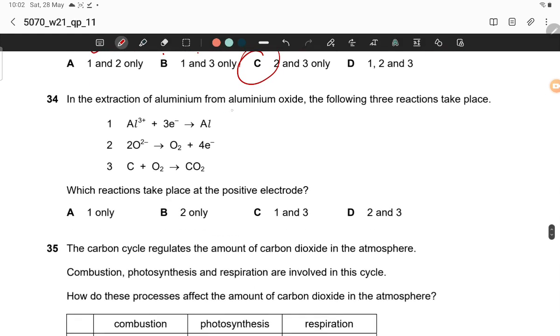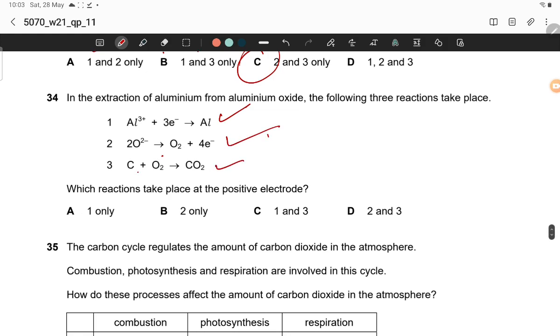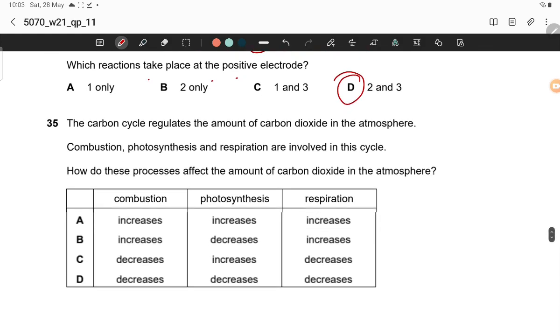In the extraction of aluminium from aluminium oxide, the following 3 reactions take place. This is a correct reaction: oxide ion to form oxygen gas, carbon and carbon dioxide. All 3 reactions are going on. These 2 reactions are at the anode and this is at the cathode. So which reactions take place at the positive electrode? 2 and 3. Option D is correct.